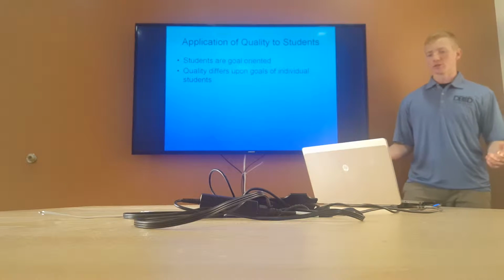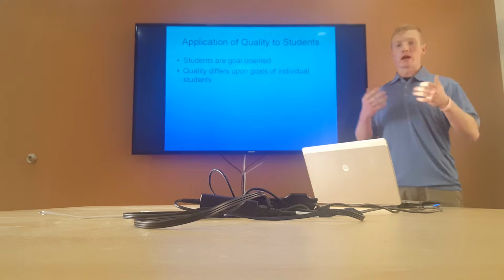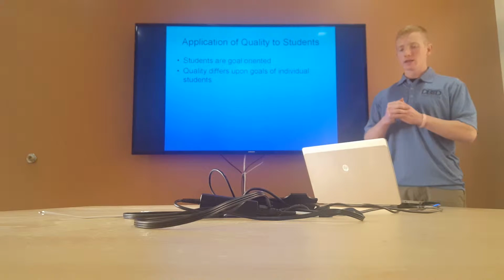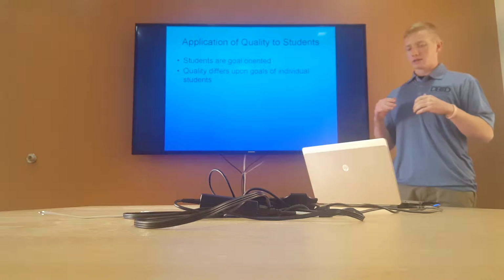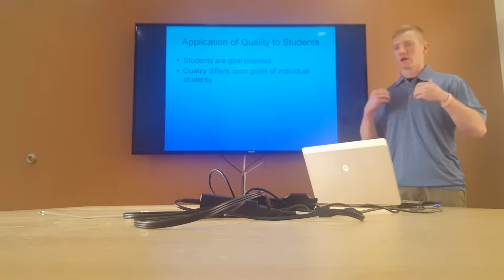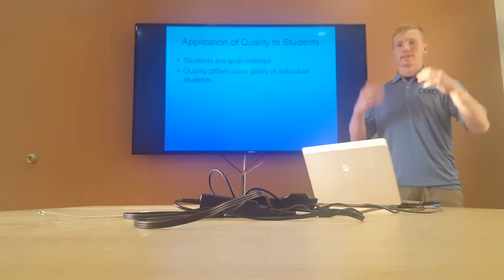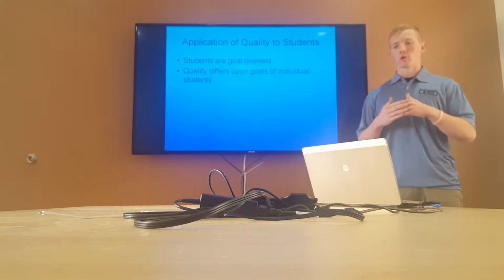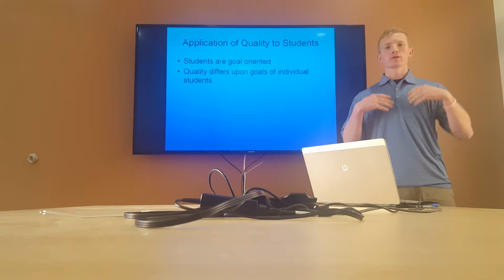So the application to students. Students are goal-oriented. Whether your goal is just to graduate, whether your goal is to get straight A's, students are goal-oriented. That's why we're here. So quality differs upon the individual goals of the student, but for the quality of the product, teachers expect the quality to be consistent. They want to see what was asked for in the syllabus, just as a customer would if you were producing a product.